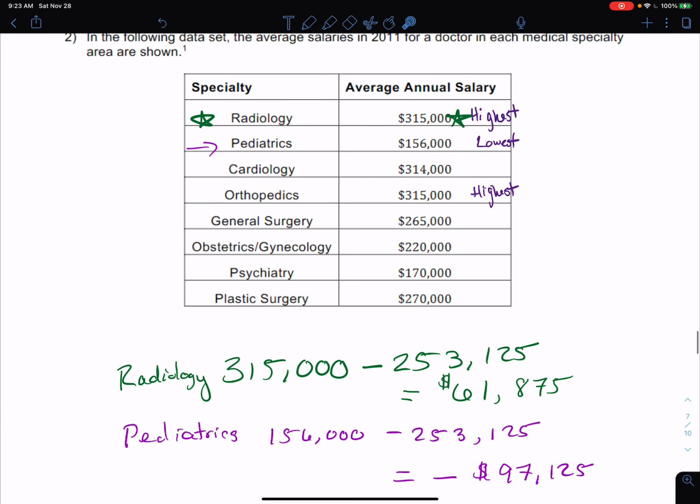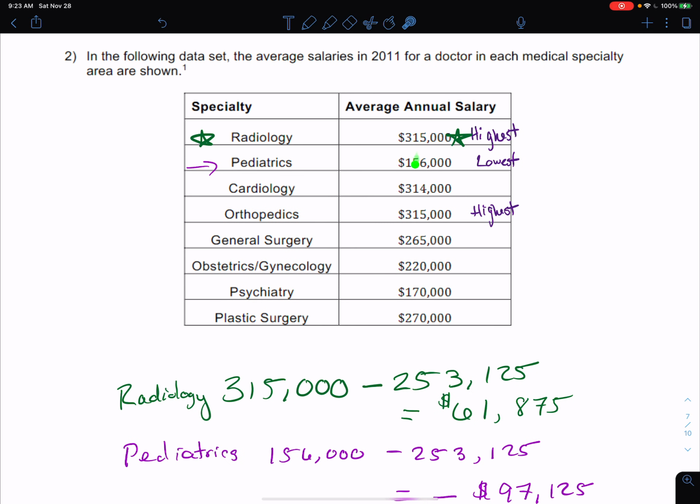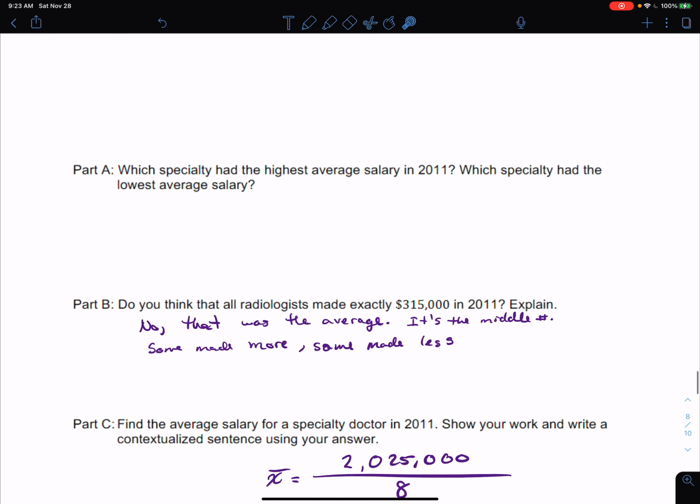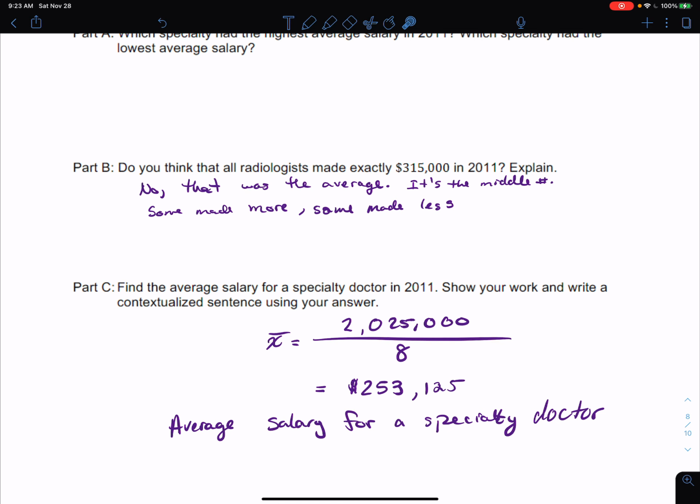So to find the mean, we added up all of the average annual salaries, and we found that there were 8 different specialties there. So when we added them all up, we got this $2,025,000. Then there were 8 specialties, so we divided by 8 to find that that average was $253,125. So we said that amount of money is the average salary for a specialty doctor.